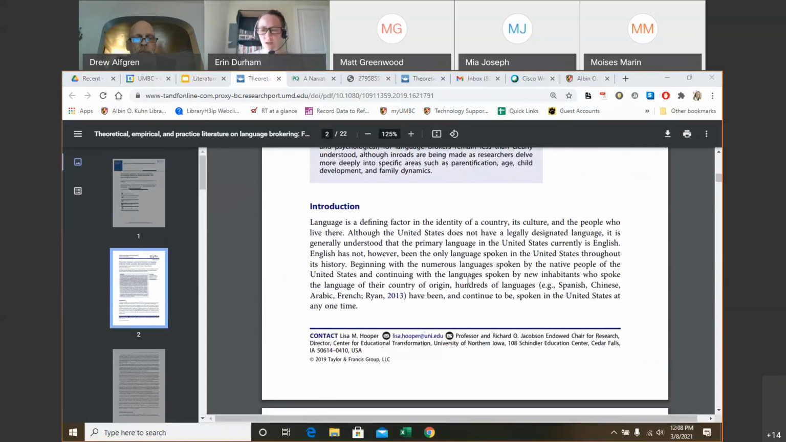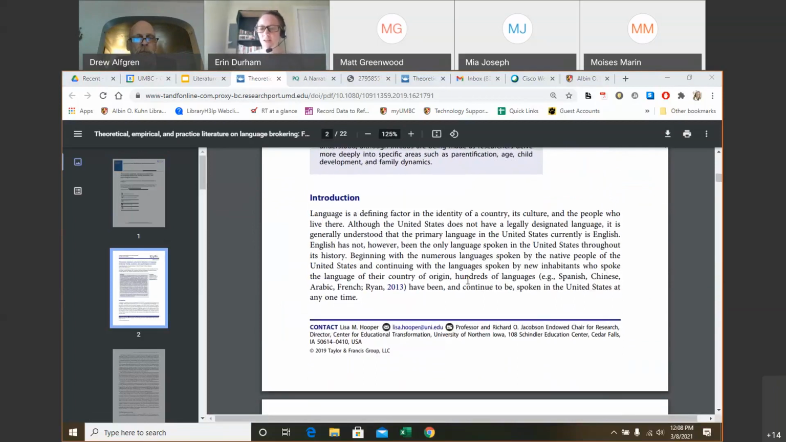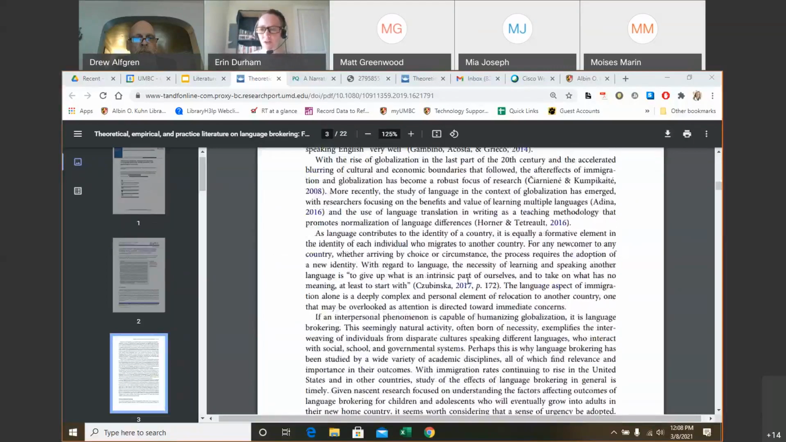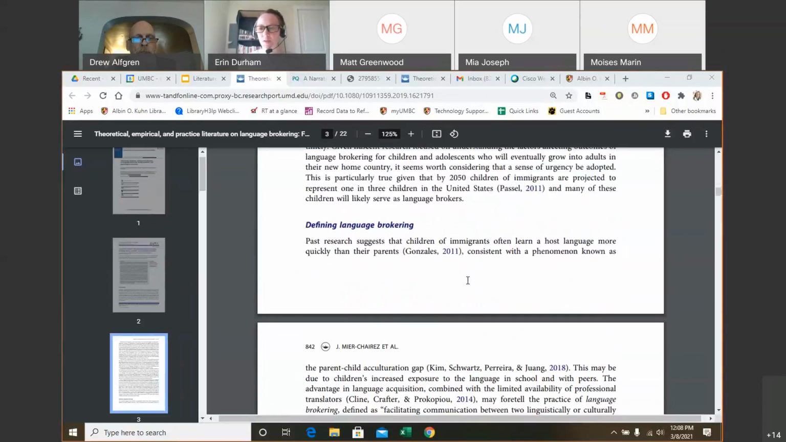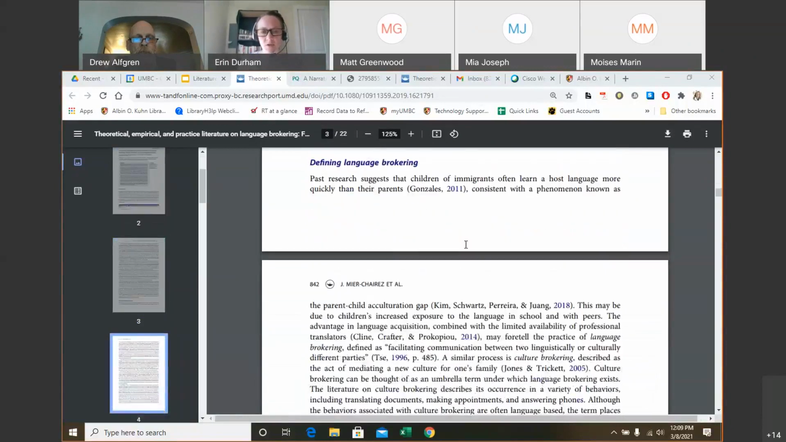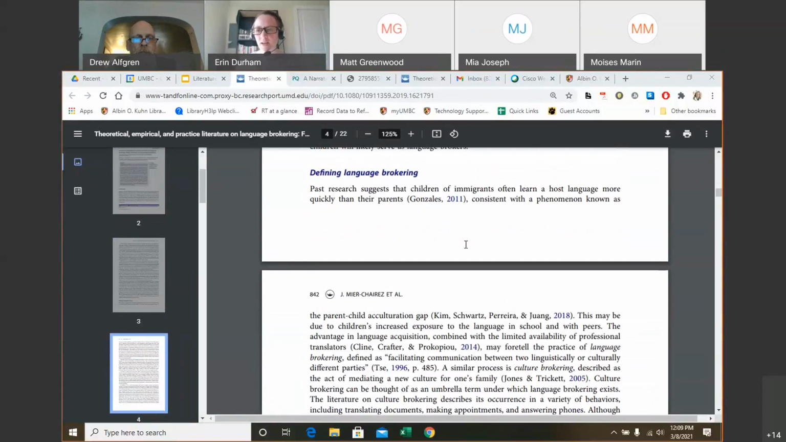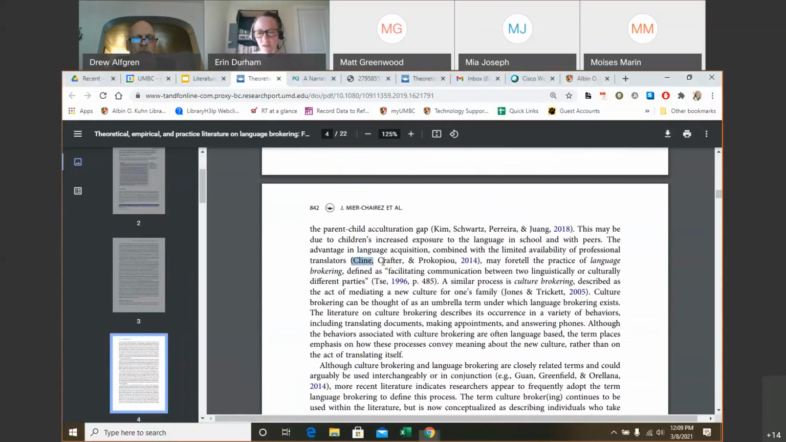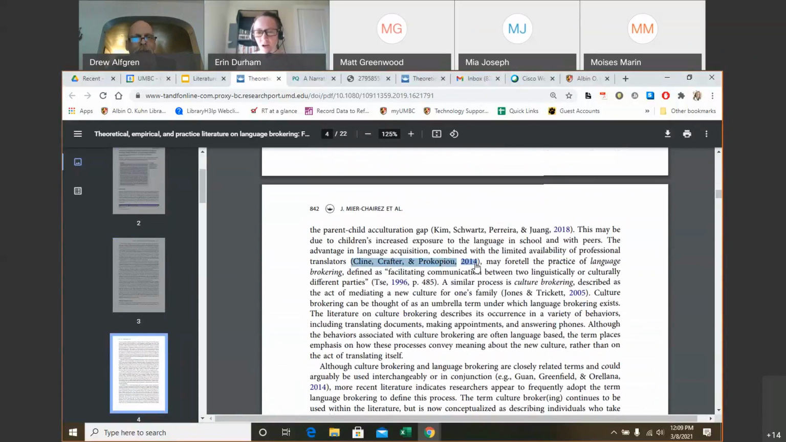Okay, so generally there's going to be a clear space for the literature review. It's usually going to come towards the front of the article, and it's going to help situate the author's specific area of research. So for example, we have the introduction here, and then you can see some definitions, defining language brokering. Now, of course, for the definitions, they're going to be pulling from other scholars that have written in this area. And already you can see there's going to be a lot of citations here.